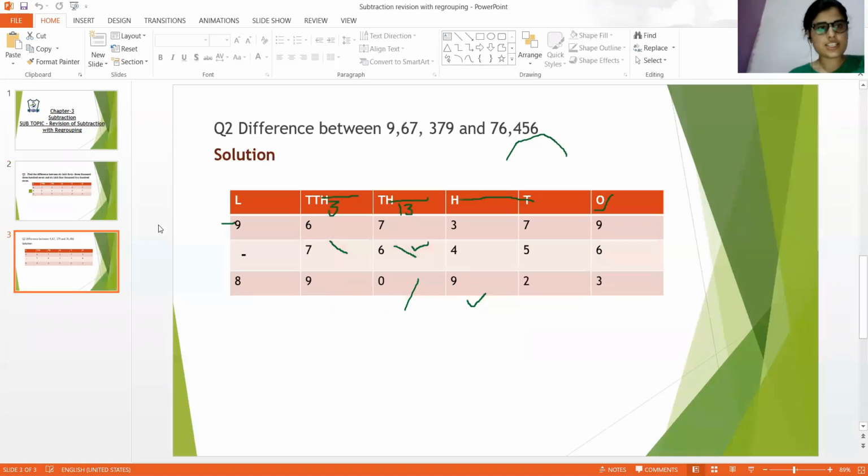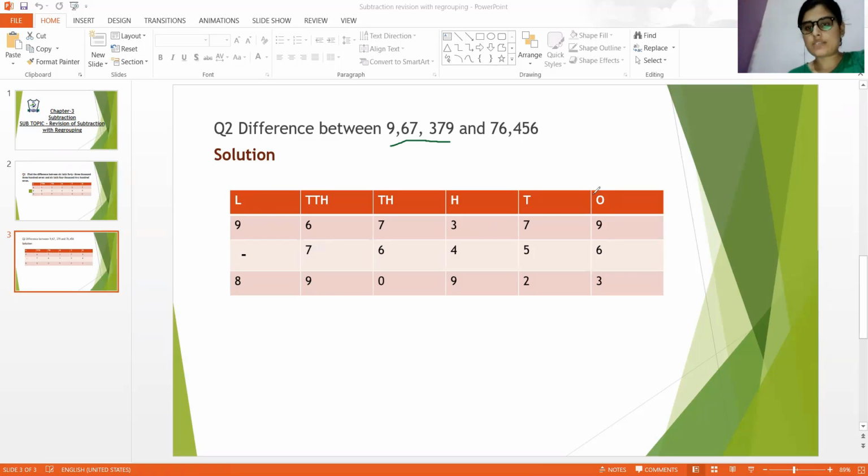So in next question, we need to find the difference between 9,67,379 and 76,456. So first what we will do, we will write the numbers according to the place values. So here we can see this number is bigger. So we will write first the bigger number, 9,67,379, and we also write the place value of each digit.